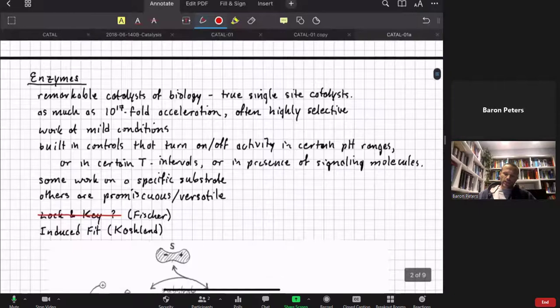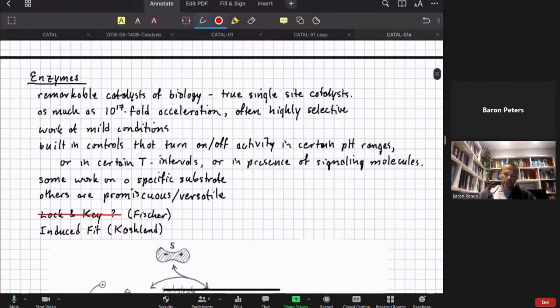So let's go and talk about enzymes. Enzymes are these remarkable catalysts in biological systems. They are true single-site catalysts. The genetic code makes the enzyme the same every single time. True homogeneous catalysts, in a sense, with well-defined sites. They have been shown to give as much as 10 to the 17-fold acceleration over the uncatalyzed reaction in certain cases.